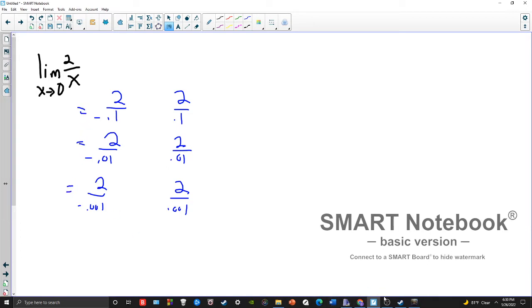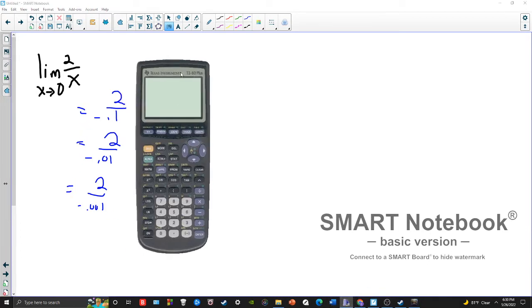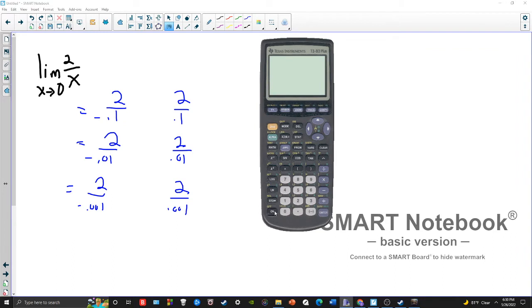And to do this, I would use a calculator just so I don't do this all by hand. If I go to y equals and type in the function 2 over x, then instead of doing this by hand, I can use my table format. I go second table set, make sure that independent is set to ask. Once it's set to ask, I can go second graph to my table, and I just plug in whatever x's I want here.